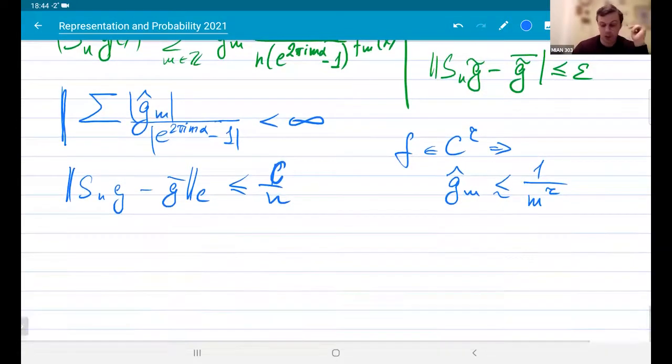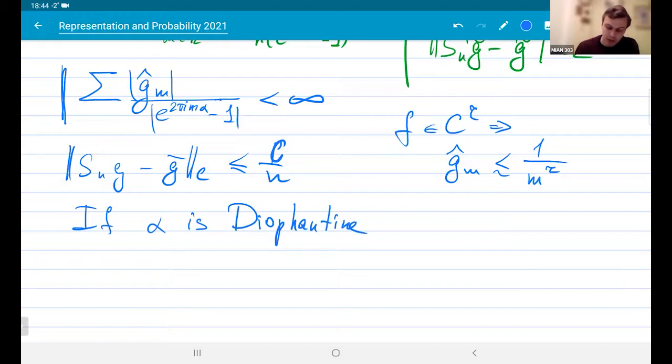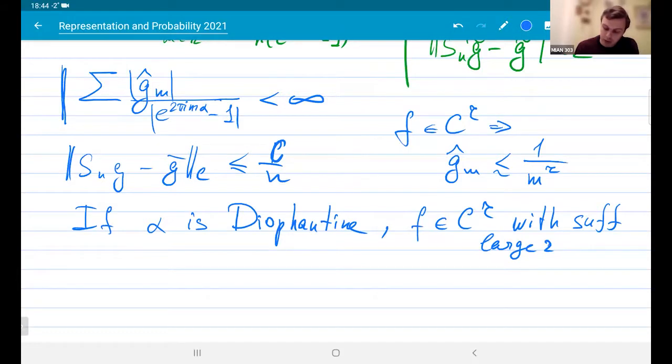And in fact, we can see the following, that if alpha is Diophantine and f belongs to C^r with sufficiently large r, then here you have convergence.